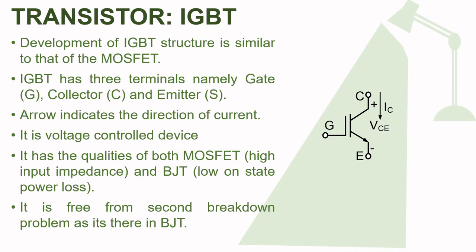IGBT is a voltage controlled device similar to a MOSFET. This device has both the qualities of MOSFET and BJT: the quality of MOSFET, that is high input impedance, and the quality of BJT, that is low on-state power loss. This device is free from the second breakdown problem as it is there in BJT.